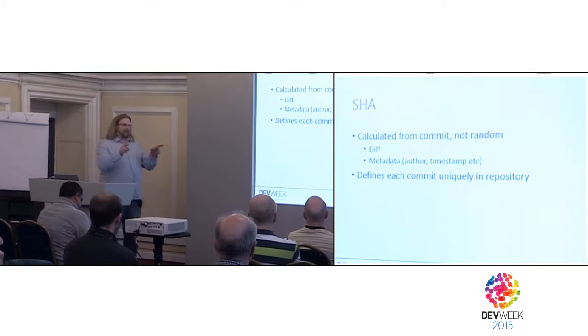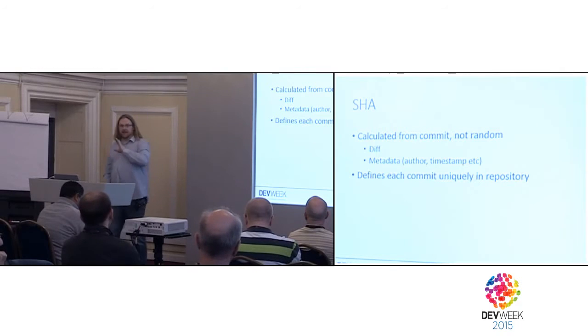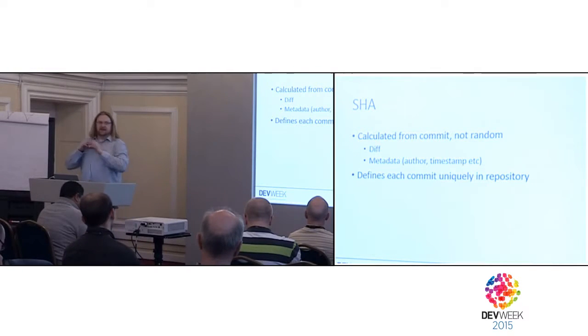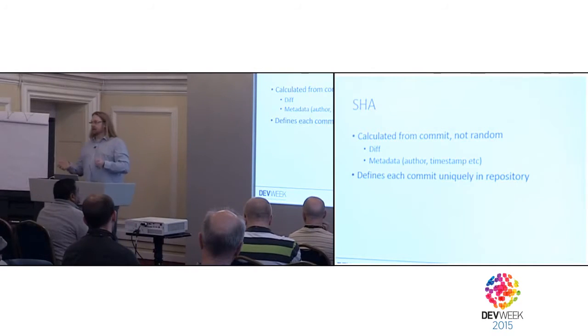Okay, so that SHA that we were referring to earlier, and the reason why it was a problem, the SHA itself is calculated from the commit. And so it's not random. It's calculated from the diff itself. It's also calculated from the metadata around the diff. So things like the author's name, the time and date. Okay?